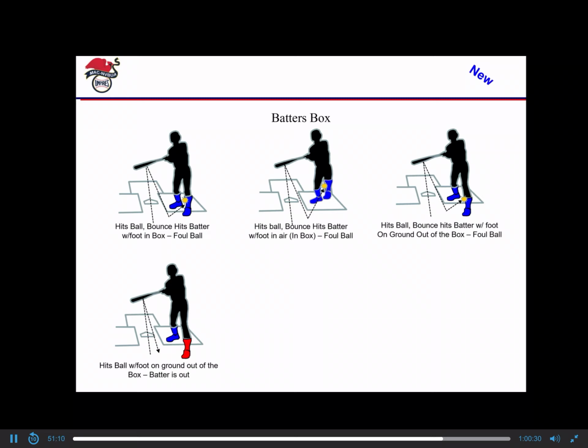There are two scenarios. Upper right is hits the ball foul, he's out. Hits the ball fair, he's out, because in both those scenarios, his foot is completely on the ground outside of the batter's box. I'll have to change the color in the upper right.